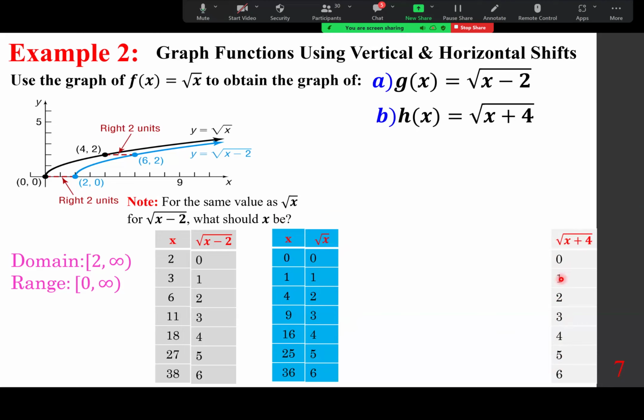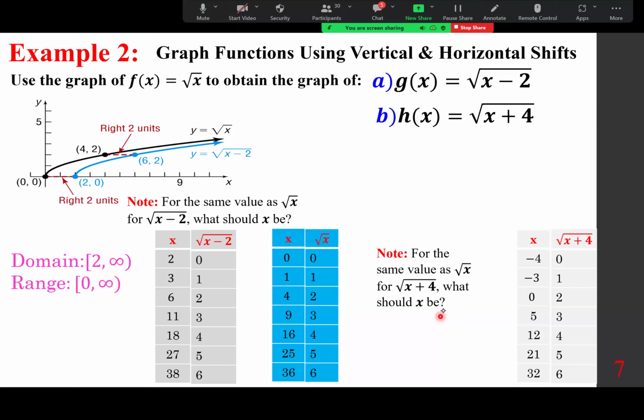How do I get 1 here? If I get negative 3 here. How do I get 2 here if I get 0 here? How do I get 3 here? Remember what you want. You want 9, right? Because square root of 9 is 3. So you need 5 here. And so on. So for the same value as square root of x, for square root of x plus 4, what should x be? That is the question.